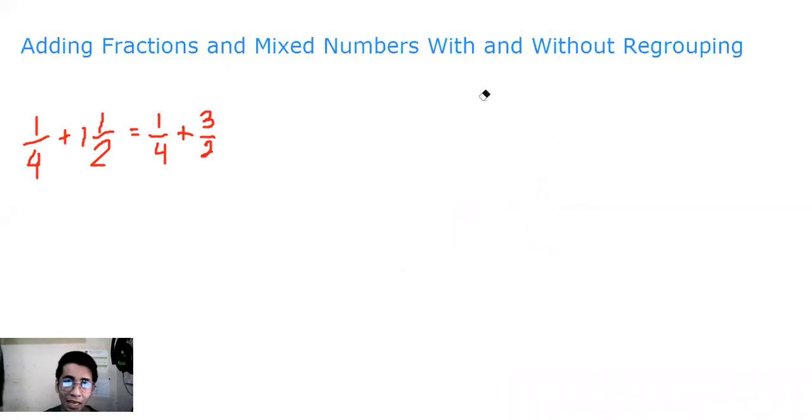Ngayon, magkaiba ang kanilang denominator. We have 4 and 2. So, we need to get the LCD of our denominator, least common denominator natin. We have 4 at 2. So, madali na naman kuhanin yan pag 4 at 2 lang.